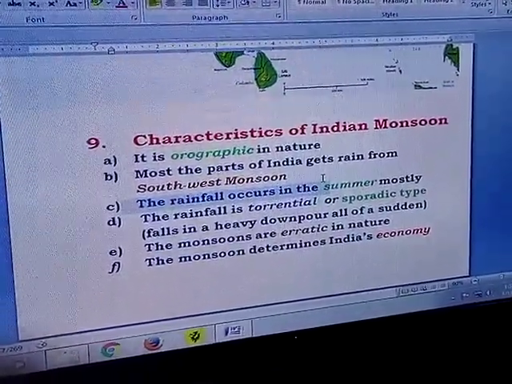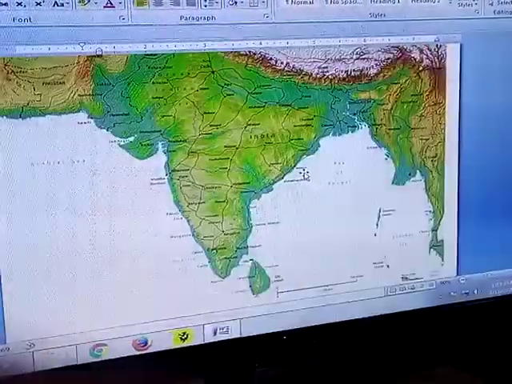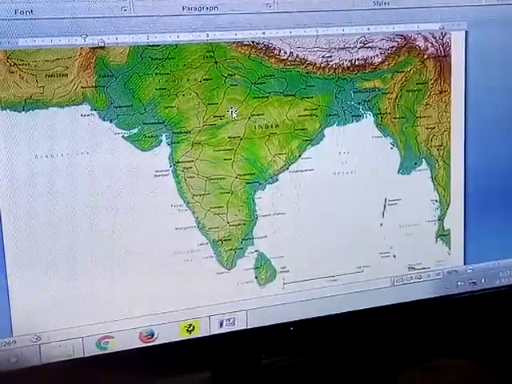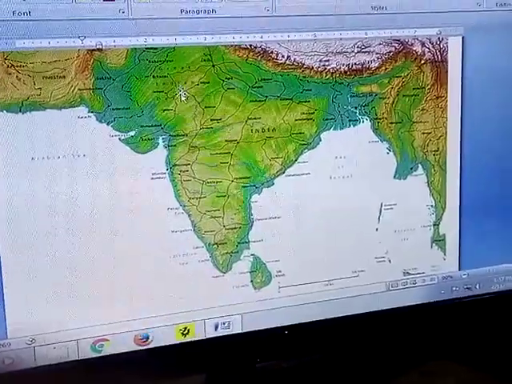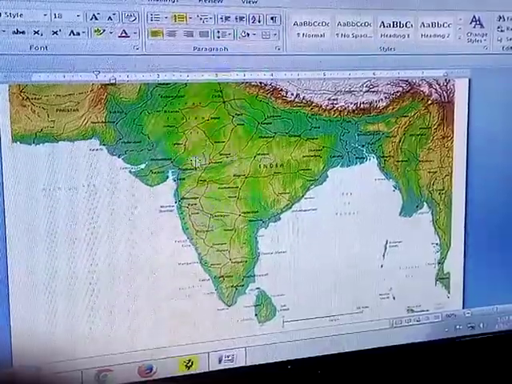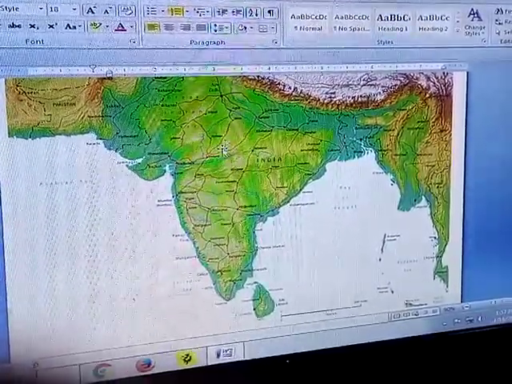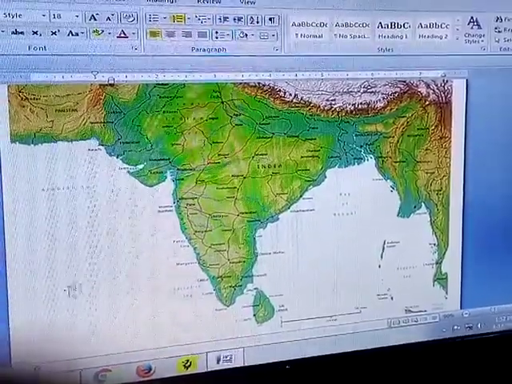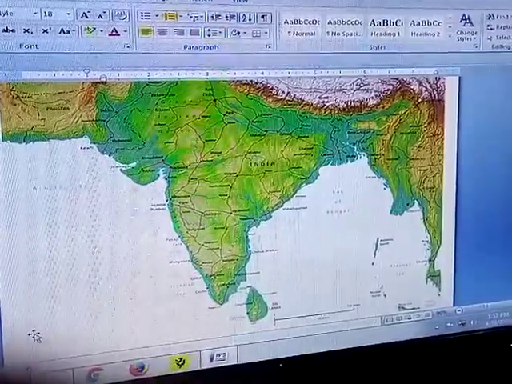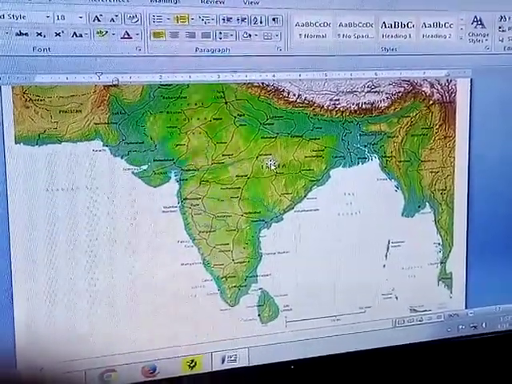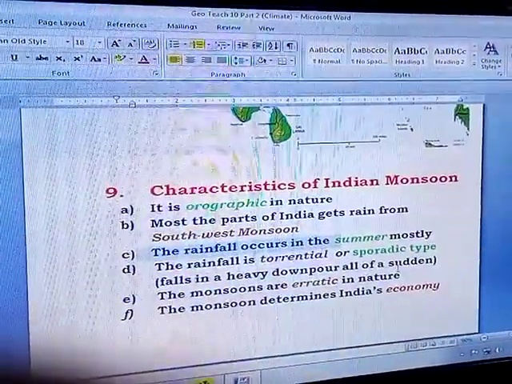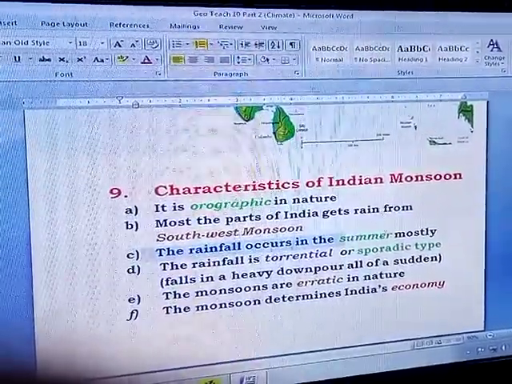It has a reason, because in summer the Indian subcontinent becomes very hot, due to which a low pressure is created. During the low pressure the air becomes light and goes up and creates a vacuum, and to cover that low pressure area, the empty space, the moisture-laden cool wind goes there. This is how the southwest monsoon is pulled towards India. So this heat is very important, and therefore the rainfall happens mostly in the summer.